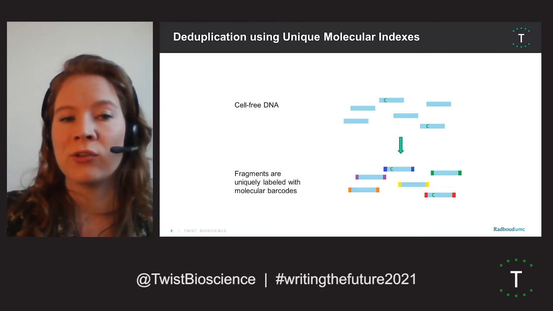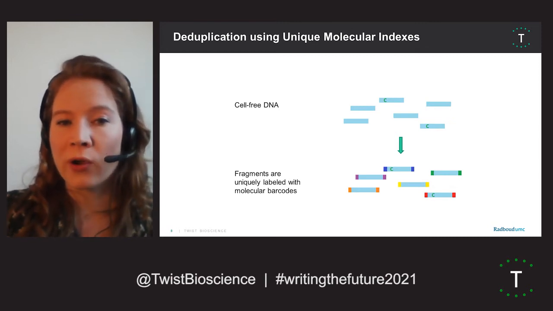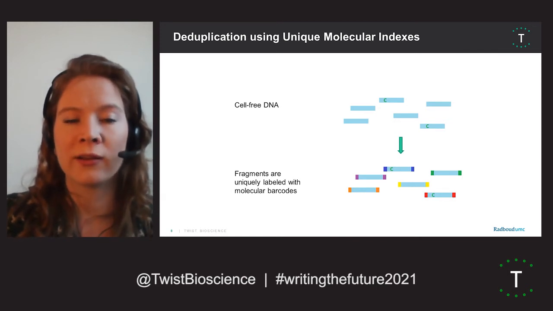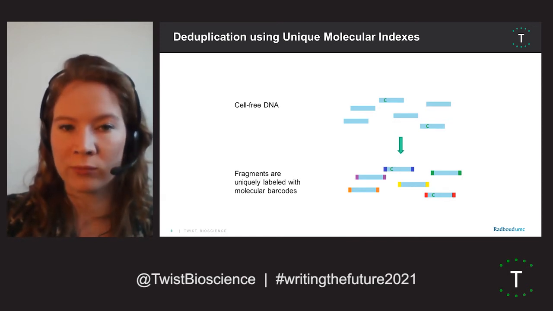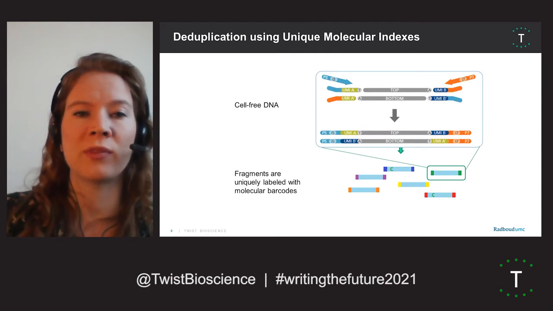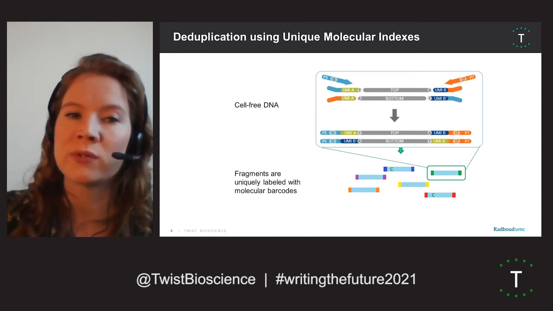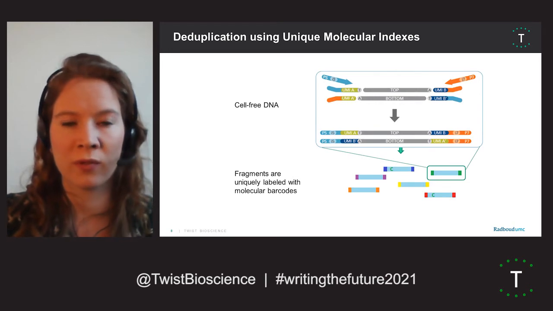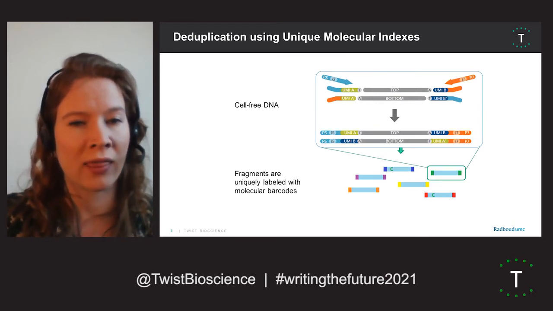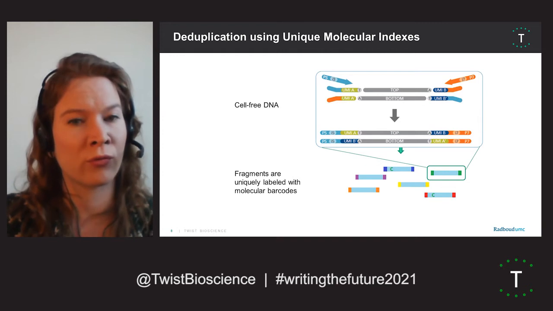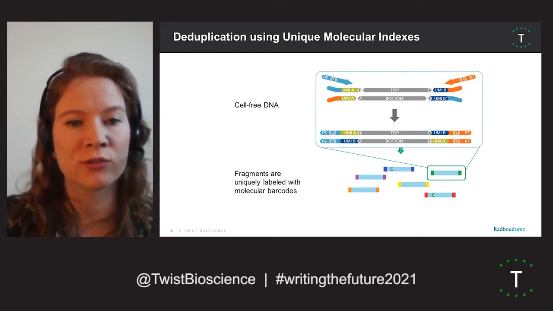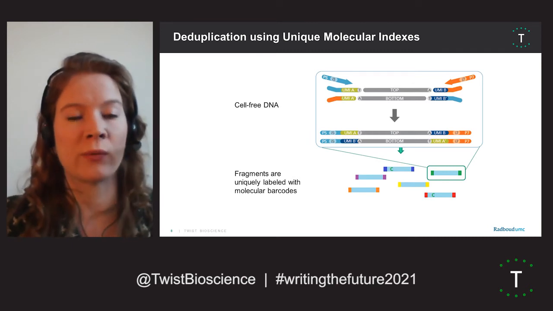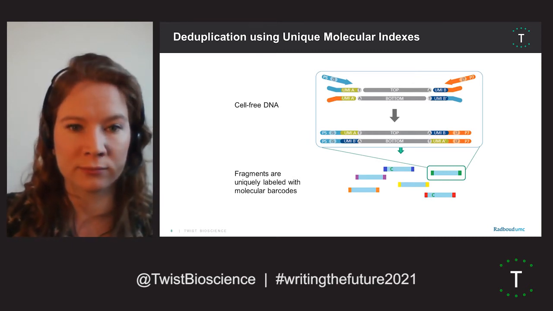These fragments are then uniquely labeled with molecular barcodes from a patient, but also with a unique molecular identifier, or UMI. And these look something like this. You have your sequencing, so Illumina adapters, your UMI adapters, your region of interest, and then also the same reflected on the other side, so that you can perform duplex sequencing on a NovaSeq sequencer.